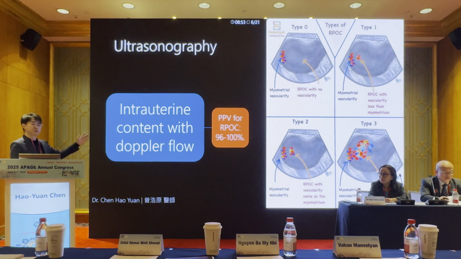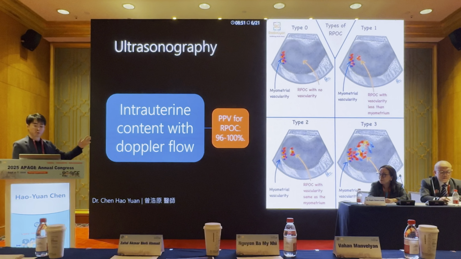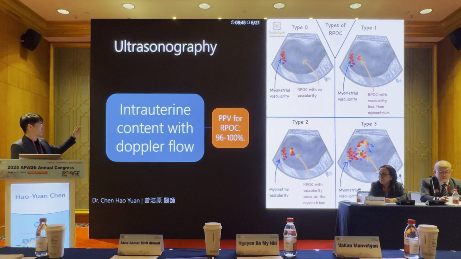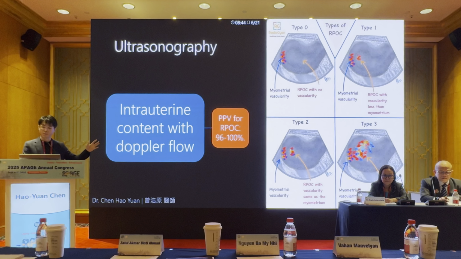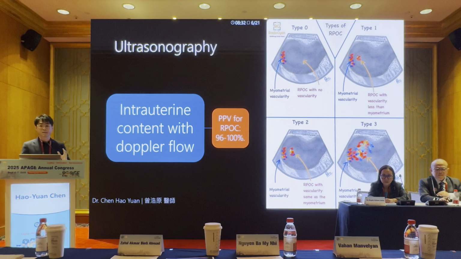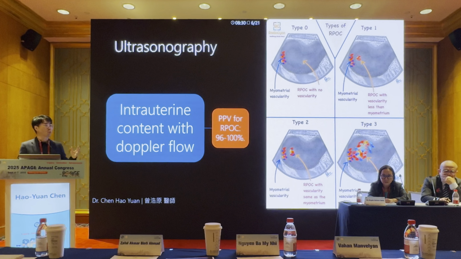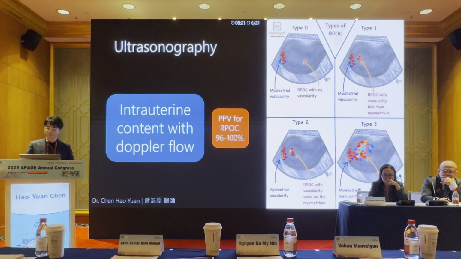When it comes to the diagnosis, ultrasound is often our first tool. When you see an intrauterine content with Doppler flow, it is very likely to be an RPOC. And you can also classify the RPOC according to the vascularity. If there is no vascularity at all, it is type 0. If there is some flow, but the flow is less than the flow of the myometrium, it is type 1. If the flow is about the same as the myometrium, it is type 2. And if the flow is even more than the flow of the myometrium, it is type 3.